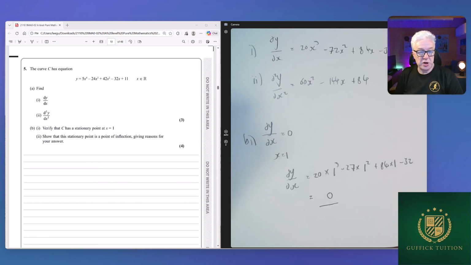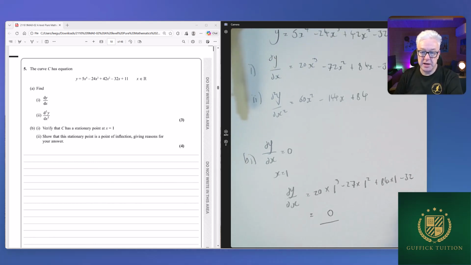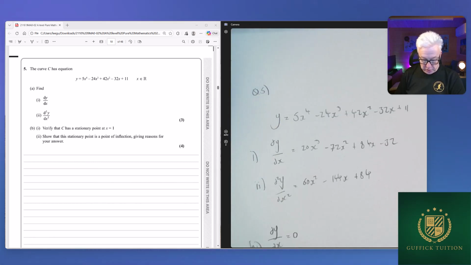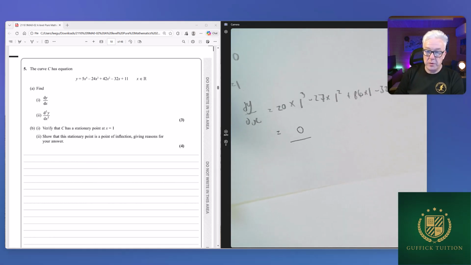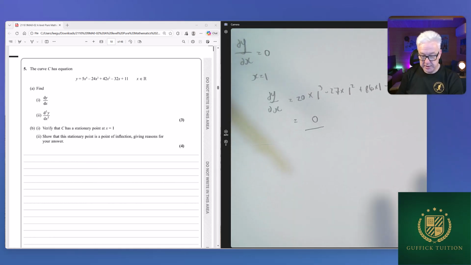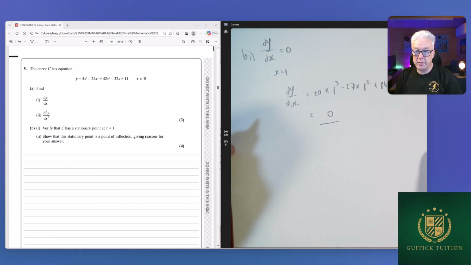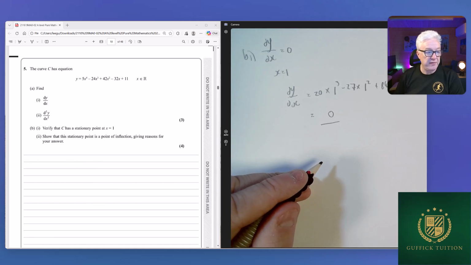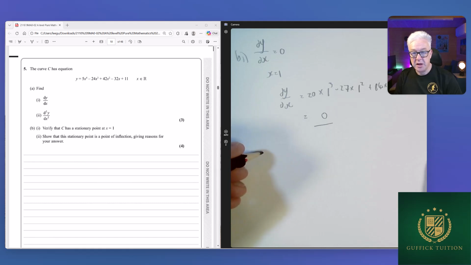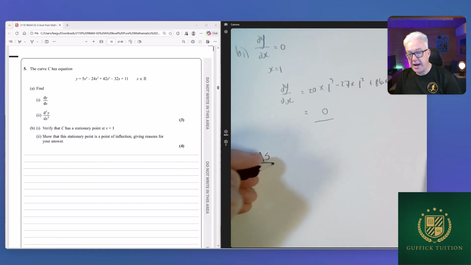Now part 2, it says, show that this stationary point is a point of inflection, giving reasons for your answer. There are, in fact, 3 different approaches that we could take here, depending on whether we're using year 12 or year 13 knowledge. With year 12 knowledge, we would show that the gradient function is the same sign a little bit before and a little bit after. So we could evaluate dy by dx just before and just after. This is the AS approach.